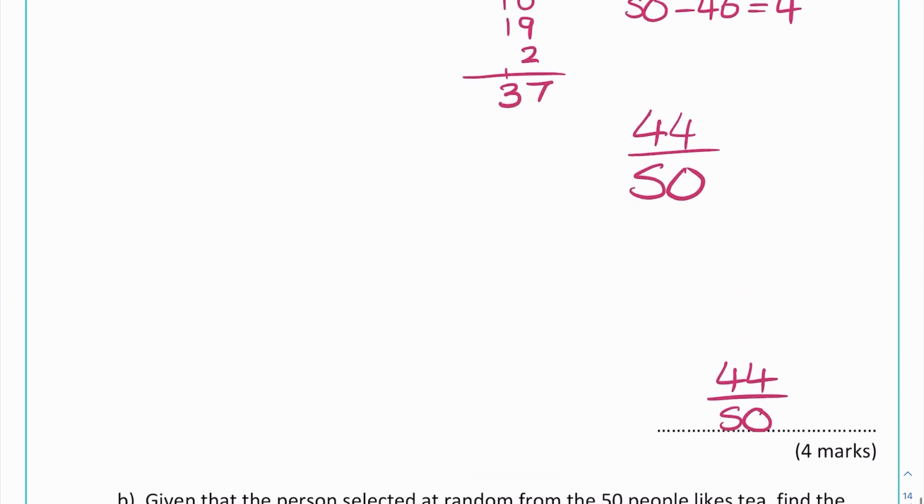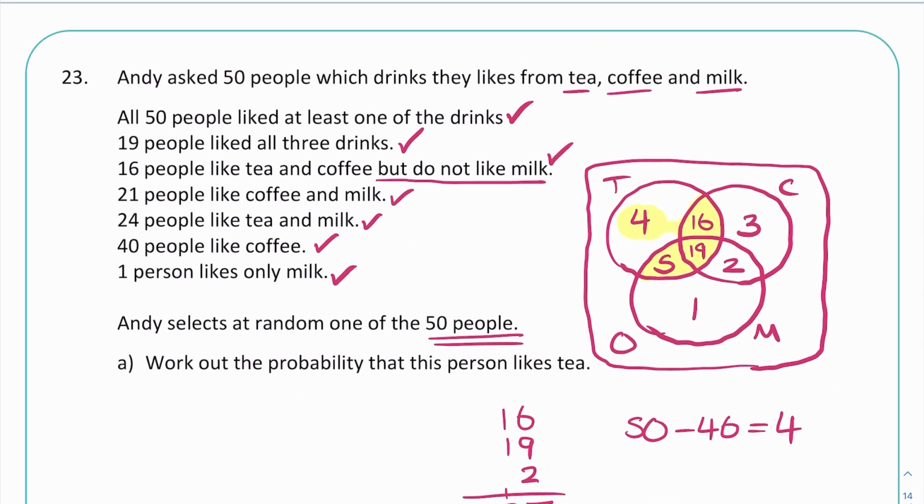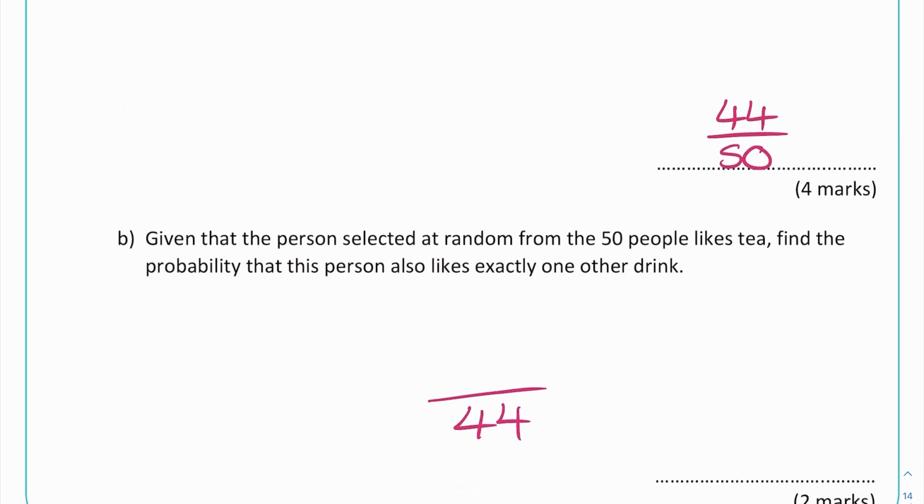So what's the probability they like exactly one of the drinks? Well, let's have a look. Out of the people that like tea, we don't want these 19 because they like 2 of the drinks. So the people that like tea and like exactly one of the drinks, we've got the 16 here, and we've got the 5 here that like milk as well. So you've got 16 add 5, and that'd be 21.